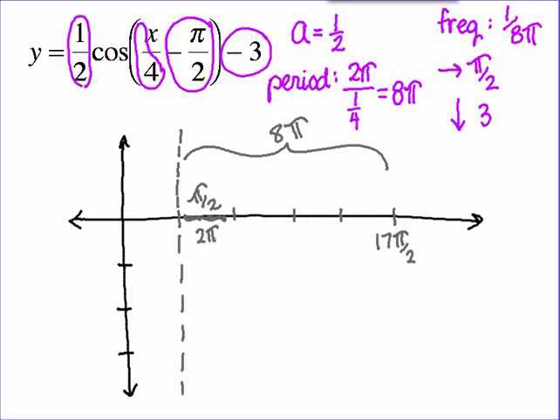So now I need to shift it down 3. I've already shifted it to the right. Now I'm going to go down 3. So the new crosshairs is going to be your origin. So here's your new origin right down here.